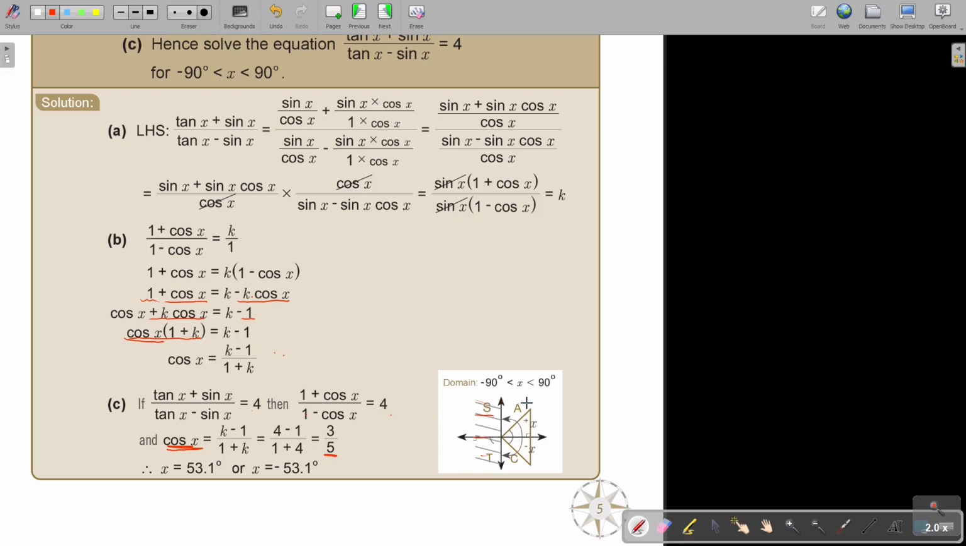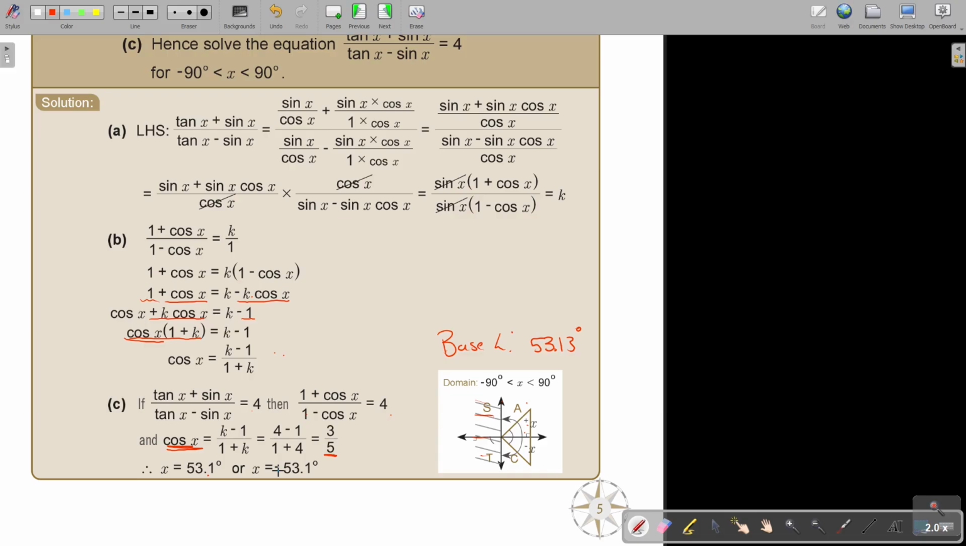Press shift cos, make sure it's on degrees. So shift cos, bracket 3 divided by 5, close the bracket, equals. And the key angle, or the base angle, I can write it down here, and that is going to be 53.13 degrees. So if it's to this side, it's positive 53.1, and if it's to this side, it's negative 53.1 degrees.